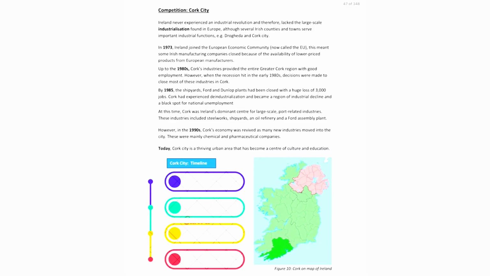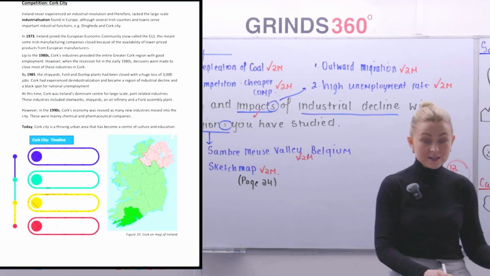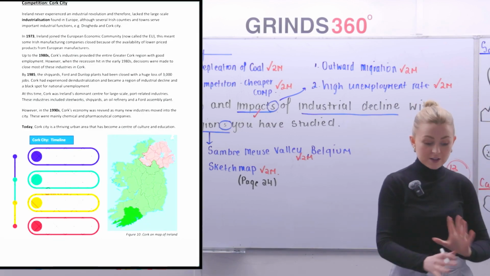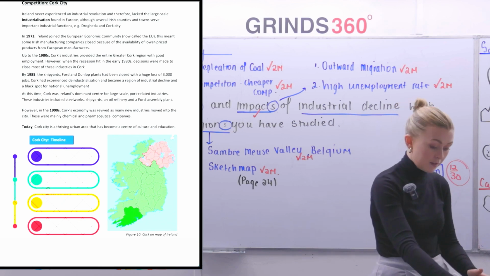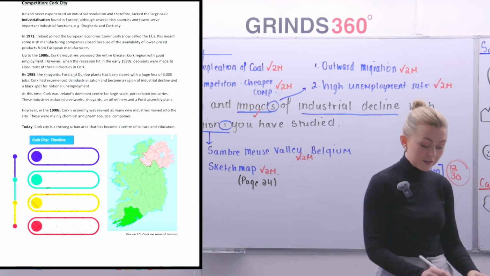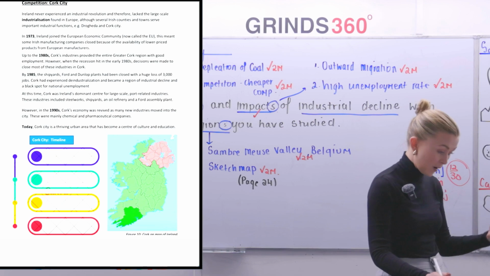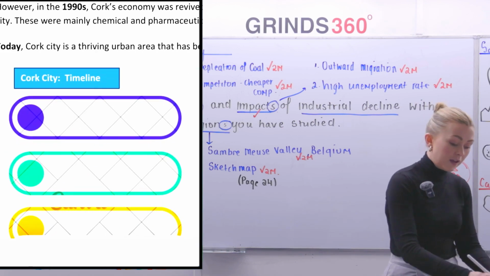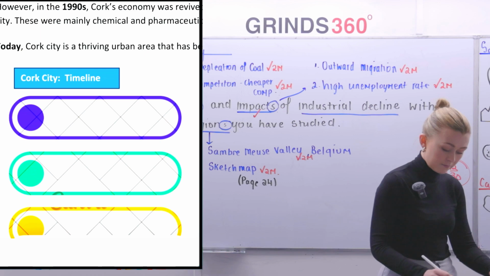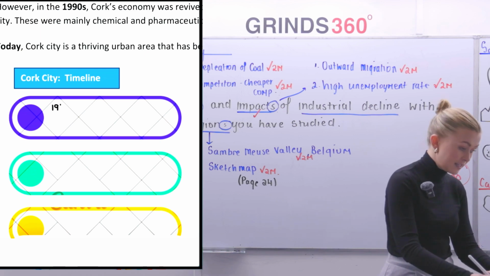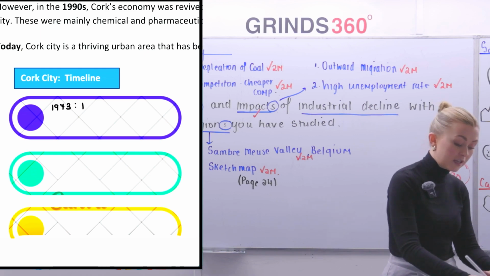So let's quickly take a glance down through this. Now, I'm just going to tell you straight away, I'm jumping straight to that timeline. Here you're looking at Cork City. Cork City, we can split into a timeline of 4 parts as such. In the 1970s, 1973, Ireland joined the EU.